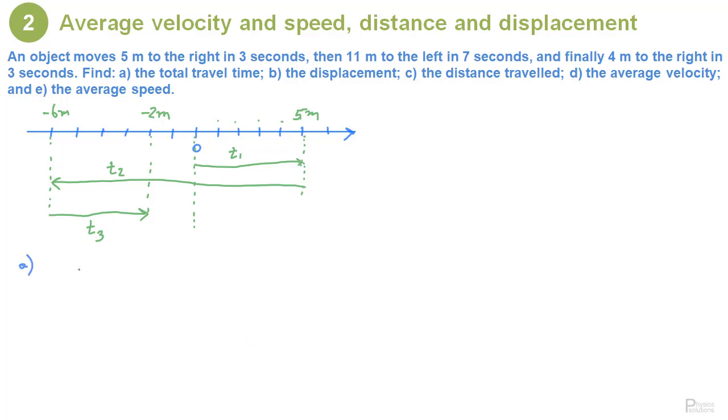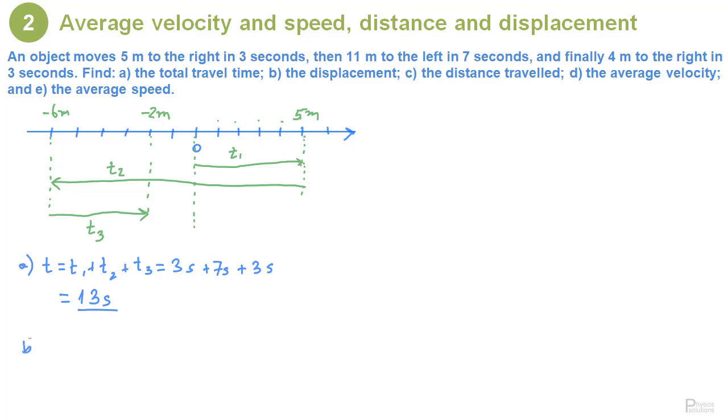Part A says find the total travel time. This one is easy. We just need to sum the time for each part. So the total time will be t1 plus t2 plus t3, which is t1 was 3 seconds, t2 was 7 seconds, and t3 was again 3 seconds. So the total travel time was 13 seconds. That's it. Very easy. Total travel time is just the addition of the time for each step.